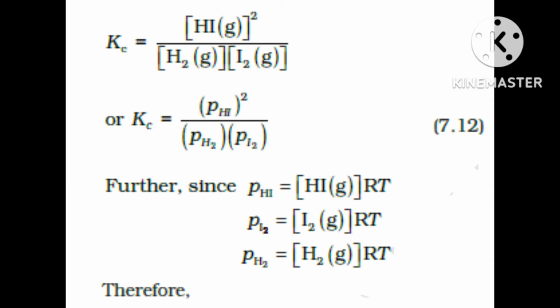The Kp is equal to PHI square, pressure of hydrogen iodide, divided by pressure of hydrogen into pressure of iodine. Correct? Now you have written this only in terms of pressure. You have written pressure of HI power 2. Then pressure of HI, already you have written, is equal to concentration of HI into RT.